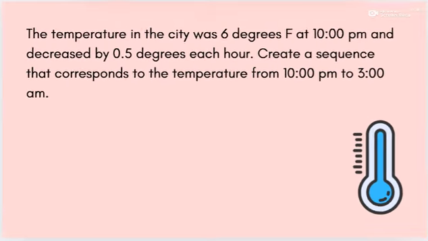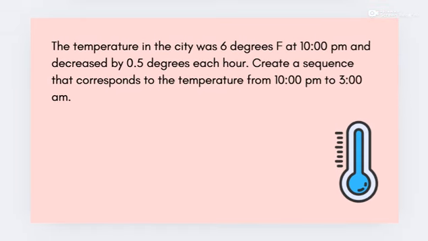Here's another one with a picture. It says the temperature in the city was 6 degrees Fahrenheit at 10 p.m. and decreased by 5 degrees each hour. Create a sequence that corresponds to the temperature from 10 o'clock p.m. to 3 o'clock a.m. So pause the video, go ahead and do that, come back.